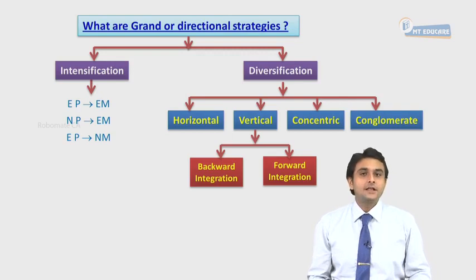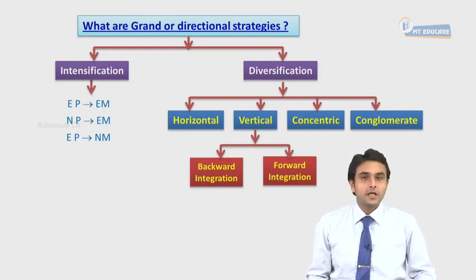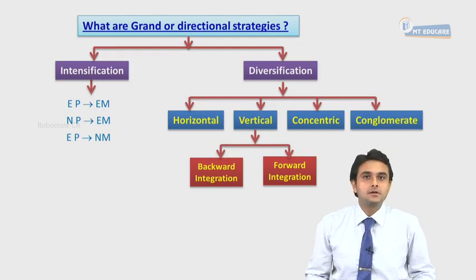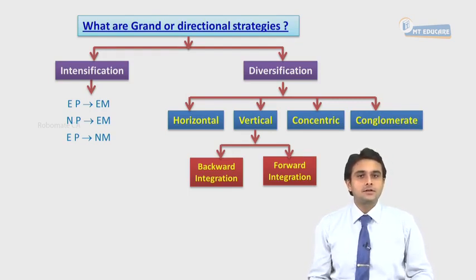Now, Bajaj is also into insurance. Bajaj is also into Bajaj Finance. This is nothing but an allied business, which is neither backwards nor forward, but sidewards, which is an example of horizontal diversification. So I hope we are clear with horizontal and vertical diversification.